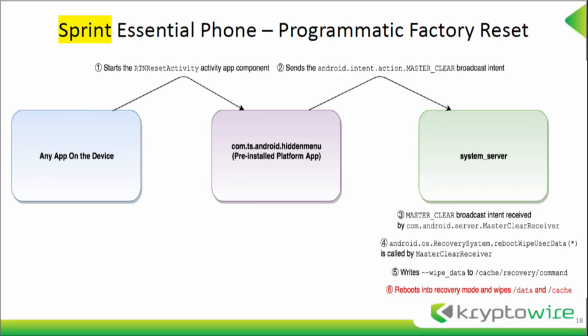That activity then starts another activity, which is going to send the master clear broadcast intent, and this will be received by the system server process. The system server process provides applications with all sorts of services. So the master clear receiver receives this. It calls an internal API class, recovery system, and a method called reboot wipe user data. At this point, it writes --wipe_data, as well as a few things, to a file on the cache partition, cache recovery command, then reboots into recovery mode, and then just wipes the data and cache partitions.